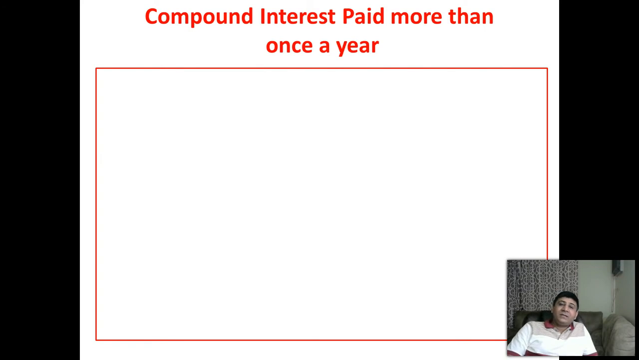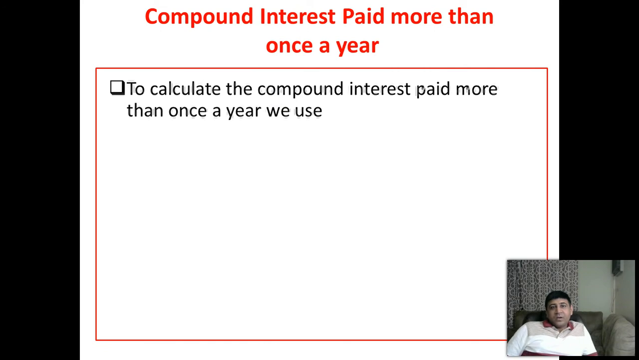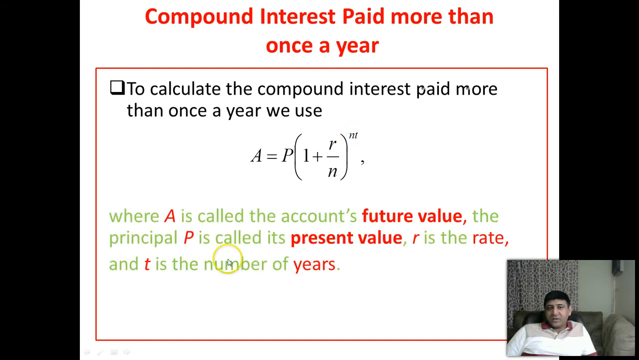Now let's get to a little bit more complicated things here. Suppose instead of interest calculated once a year, suppose it is calculated more than once a year, multiple times a year. So to calculate the compound interest paid more than once a year, our formula will change to this one here. If you notice, everything else is the same, just this n is added, r over n, and n in the exponent. So this n is a new parameter here, and I will tell you what it is.